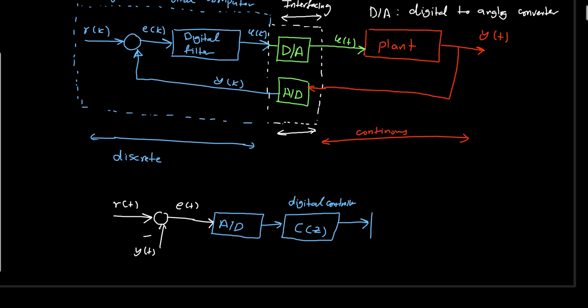After that, I'm generating here U of K, so I need to convert it to an analog signal. So I will use the digital to analog converter, and here I'm having U of t, which will go to the plant, which is in continuous time domain.